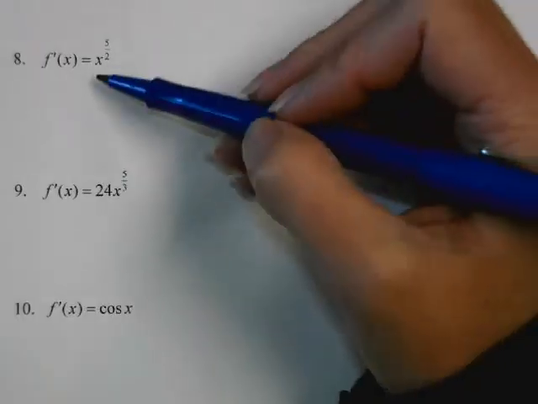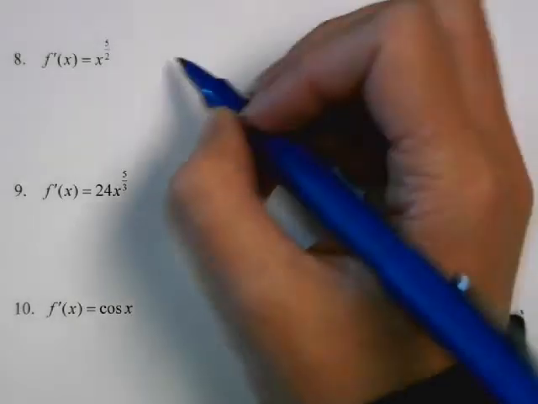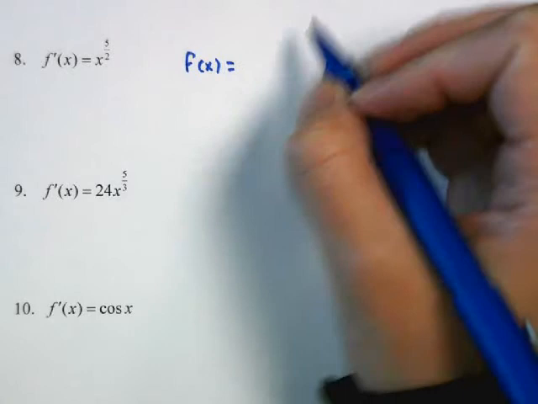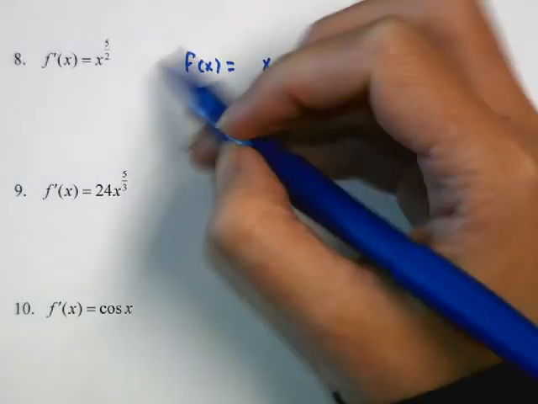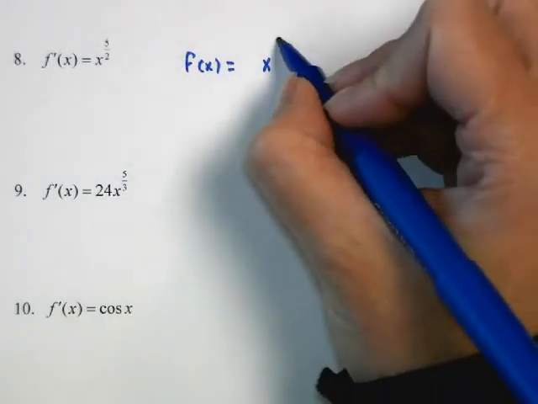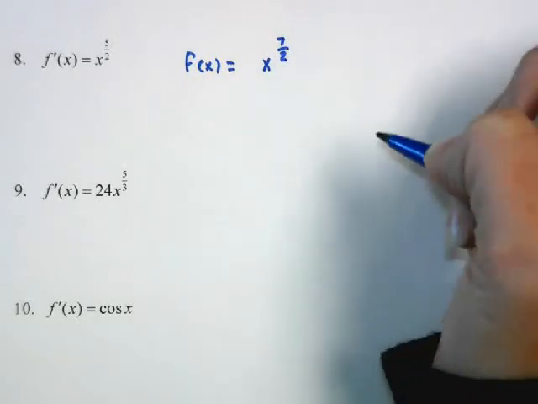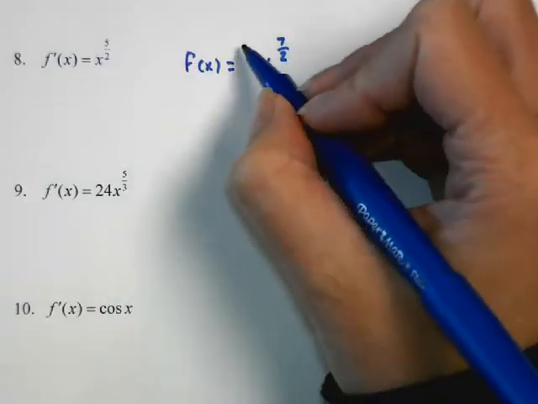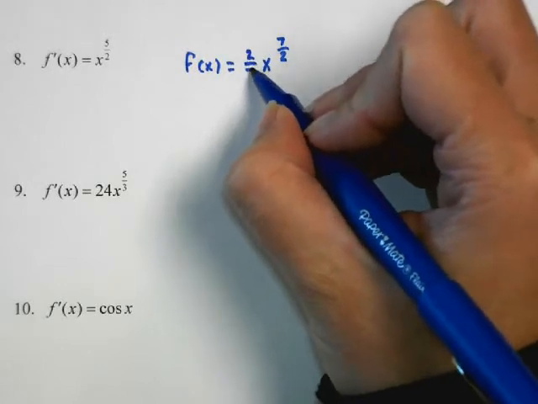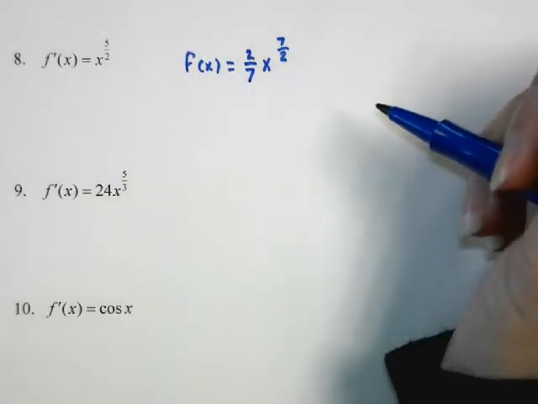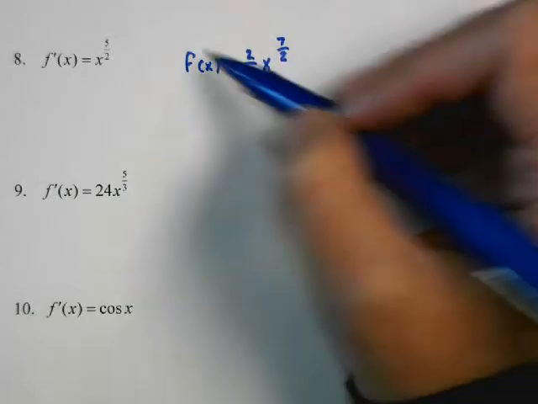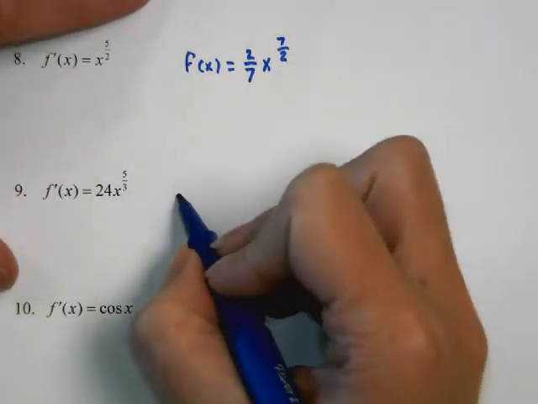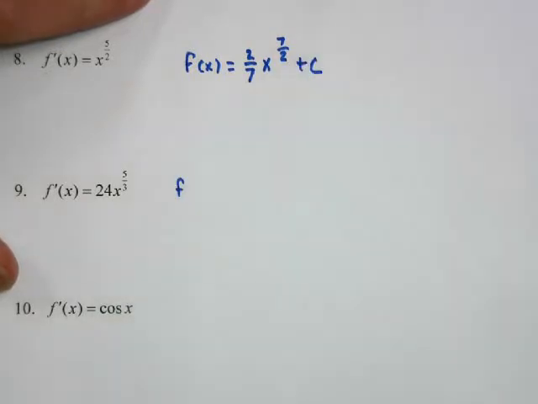All right, our next one, x to the 5/2. So I'm going to leave some space for my coefficient. I'm going to add 1 to 5/2, so that's going to be 7/2. And then in order to make the coefficient here 1, I'm going to multiply by 2/7 or divide by 7/2. If I take this derivative, that would be my result. Plus c.